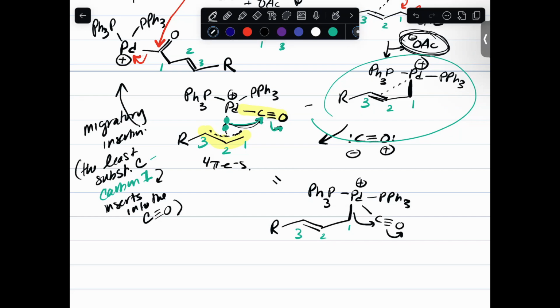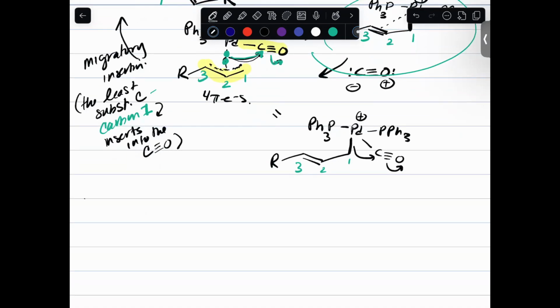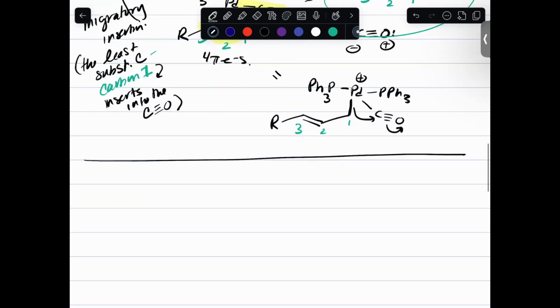But I do want to jump into something new. And I want to start talking about Grubbs metathesis.